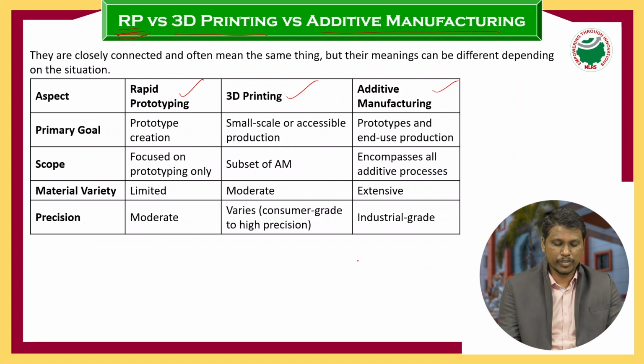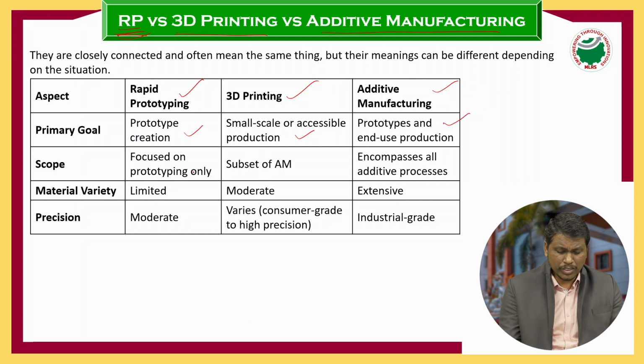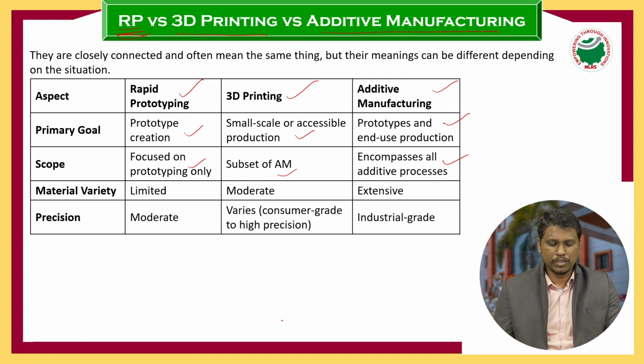Okay, so you can see here the tabular column. Primary goal: prototype creation, already I told, and small scale production for 3D printing. Coming to additive manufacturing, mass production. Then scope: only for prototyping. So it is a subset of additive manufacturing, then additive process. Okay, material variety: limited, moderate, and extensive.